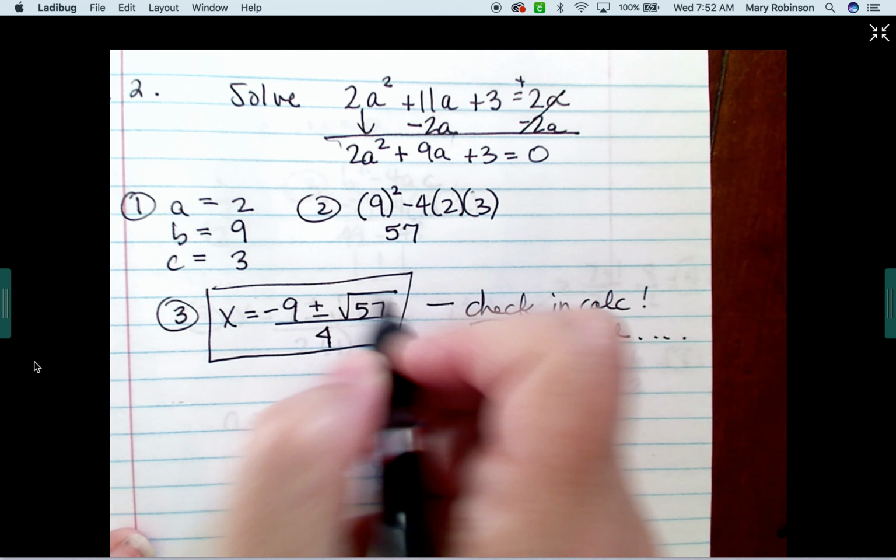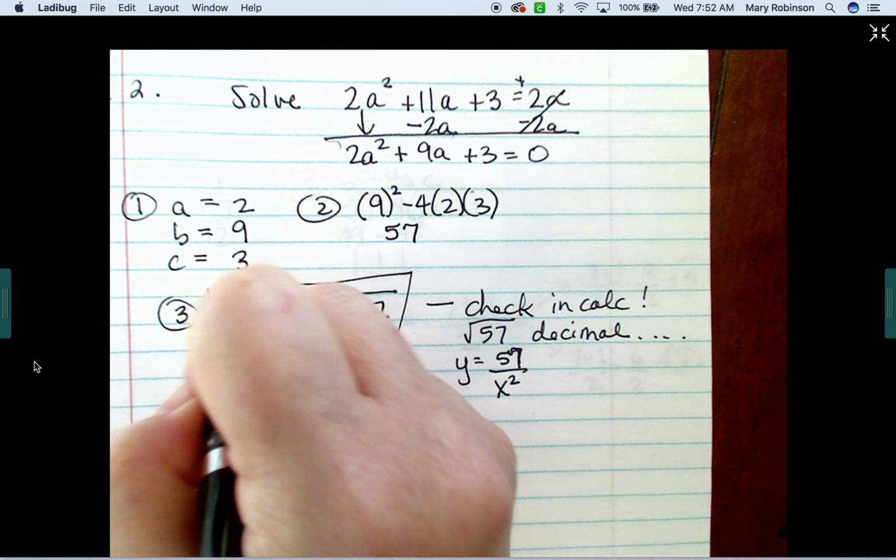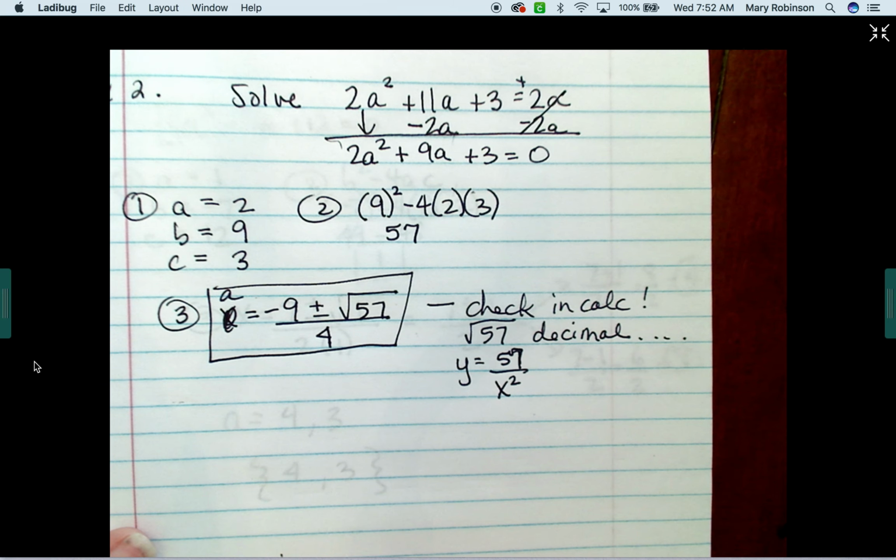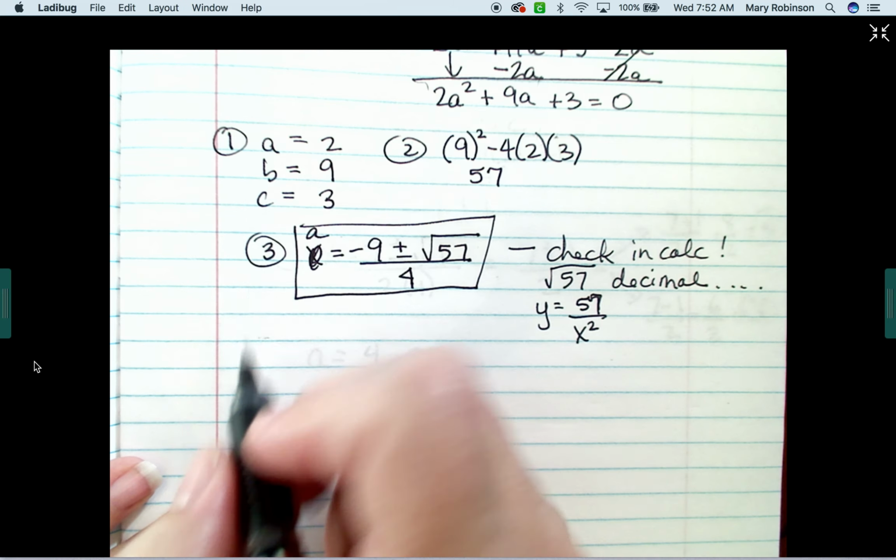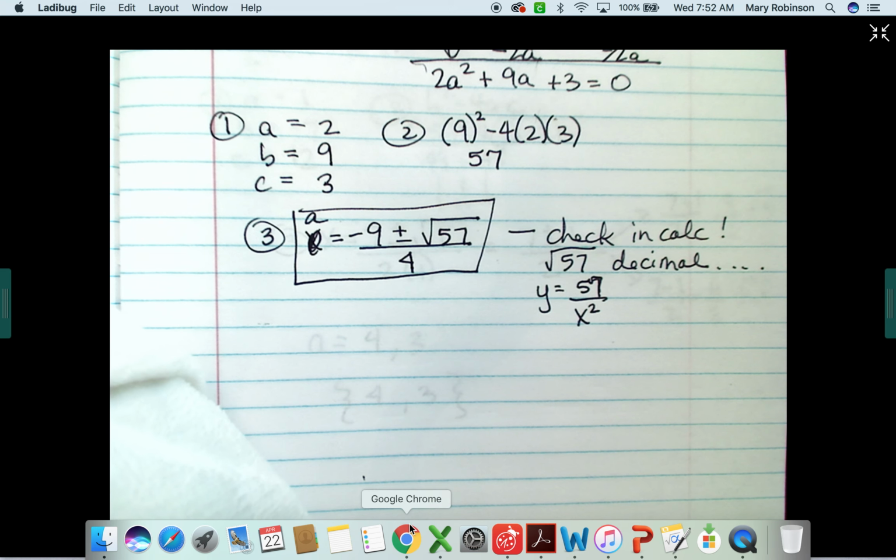And I apologize. I put x equals, of course, because of the quadratic formula, but in this case, it would be a equals. And I'm done. So now I'm going to go ahead and work problem 5.